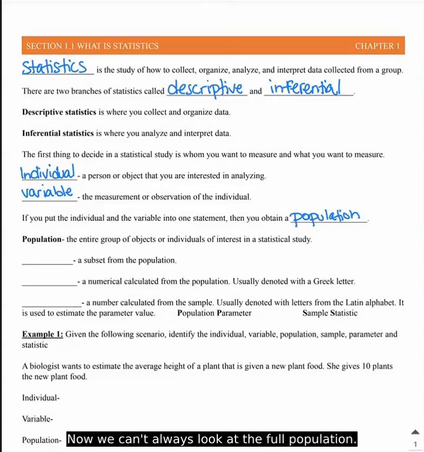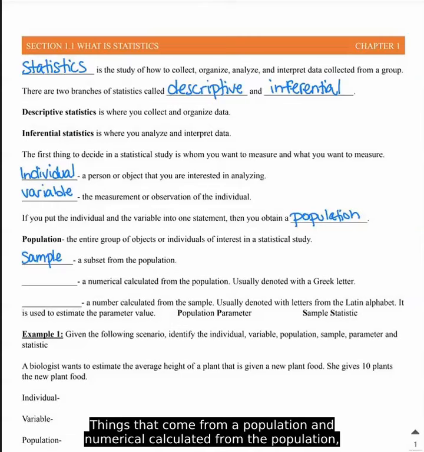Now, the formal definition of a population is the entire group of objects or individuals of interest in a statistical study. Now, we can't always look at the full population. So what do we do? We look at a sample. A sample is just a part of the population, or a subset from the population. And this is a lot easier to do. It's easier to gather, and usually it's less expensive.